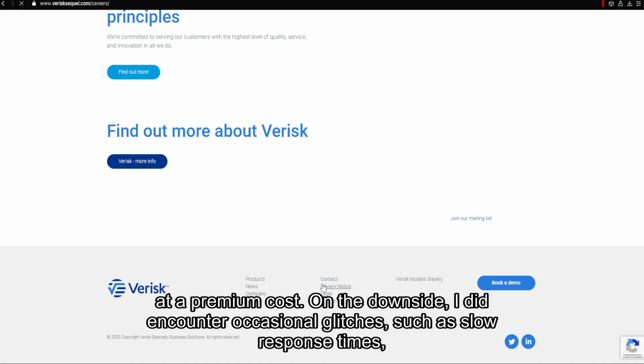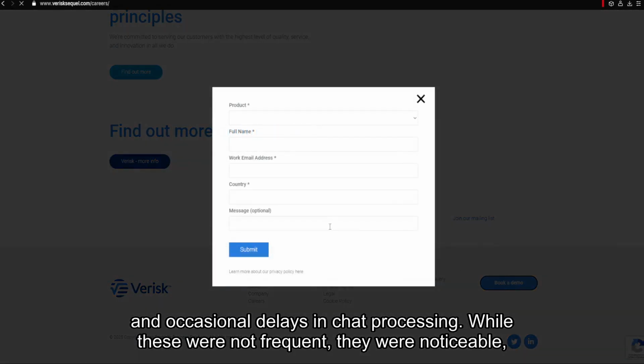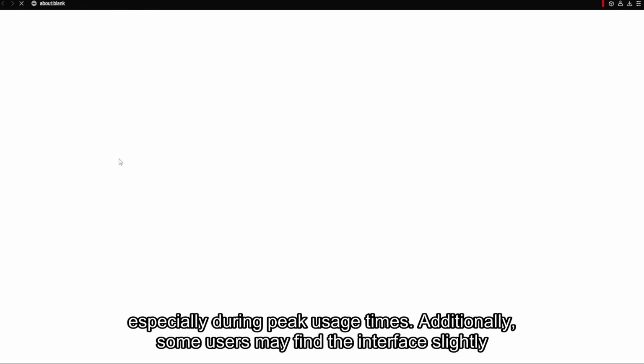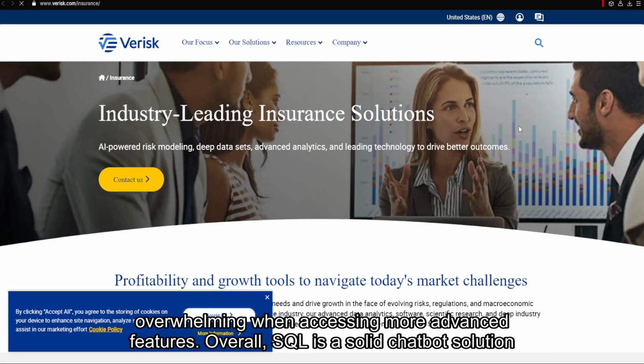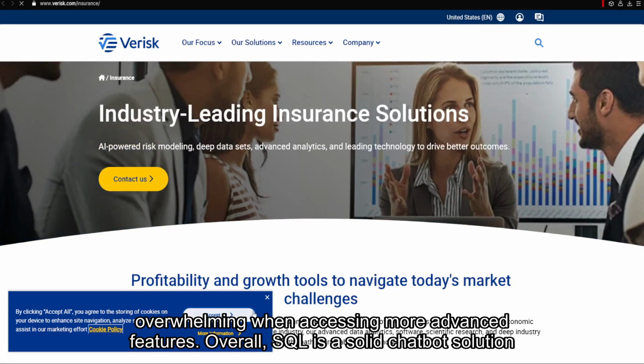On the downside, I did encounter occasional glitches, such as slow response times and occasional delays in chat processing. While these were not frequent, they were noticeable, especially during peak usage times. Additionally, some users may find the interface slightly overwhelming when accessing more advanced features.